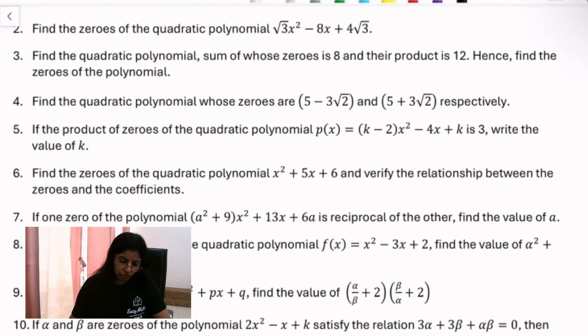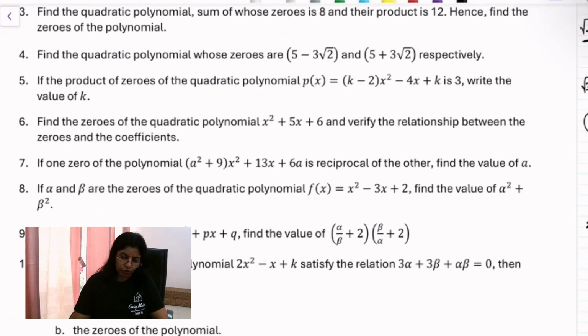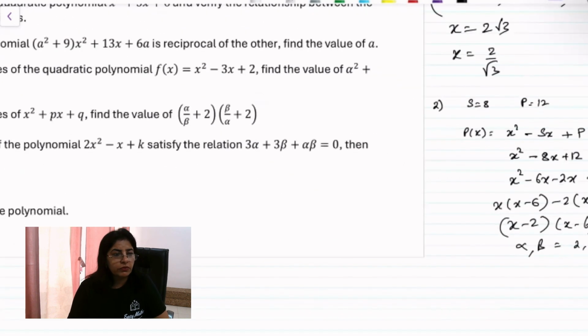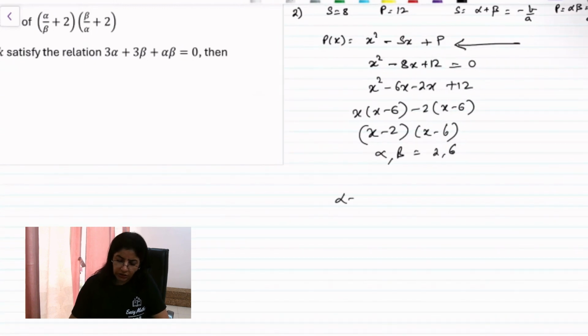Coming to the third question, find the quadratic polynomial, the sum of, okay, coming to the fourth one. Now here the zeros are given and they are asking you to find the quadratic polynomial. That means you know alpha, you know beta. You have to find the polynomial. That means this question is the reverse of this question.